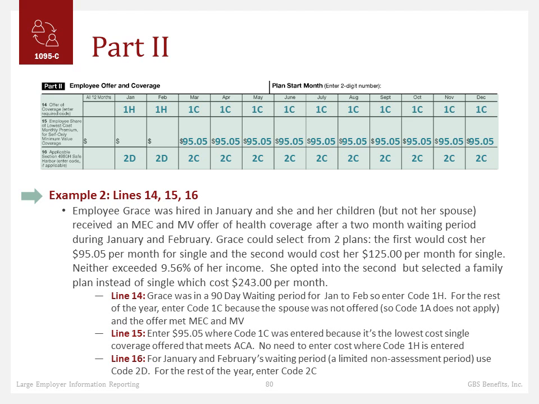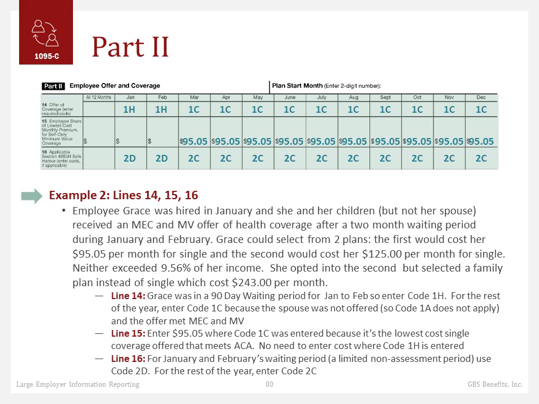That's because that offer was because a spouse was not offered, so 1A doesn't apply. So that's the code that says that she was offered plus dependents were offered but no spouse. So that's 1C. In line 15, you're going to enter $95.05. That is because that was the lowest cost coverage for single. It's not the amount she's actually paying, but it's the amount that was offered that meets employer shared responsibility.